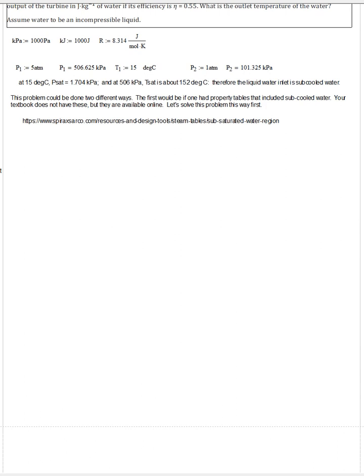So the energy balance on turbines is pretty much the same as what we've been dealing with all along. It's an open system. We're assuming steady state. This is a very simple turbine, so none of the complexities that we looked at earlier in the semester.